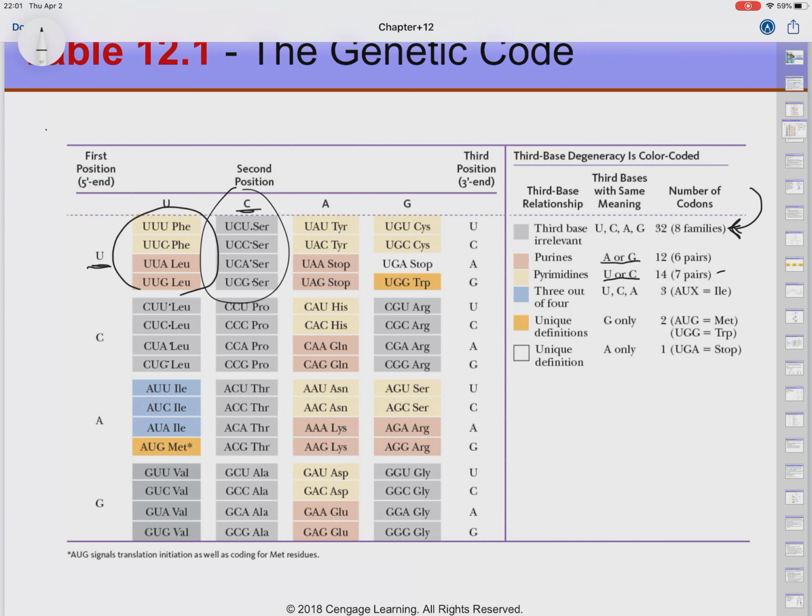I guess this one right here is a good example. So first letter U, second letter U. If we get a pyrimidine in the third position, we get phenylalanine. If we get a purine in the third position, we get leucine.